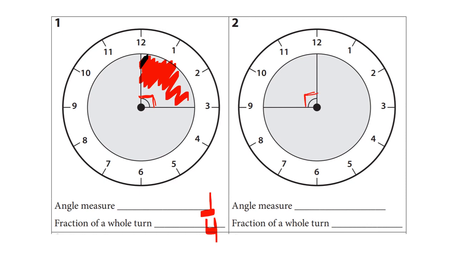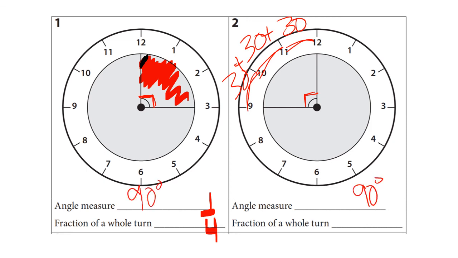But if you didn't see that, remember that from 11 to 12, it's 30 degrees, 10 to 11, 30 degrees, 9 to 10, 30 degrees. Add those up. So the angle of both of these would be 90 degrees, and the fraction of the turn with both of them is 1/4, because 1/4 of it is shaded.